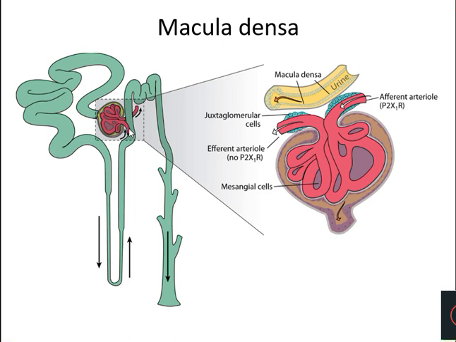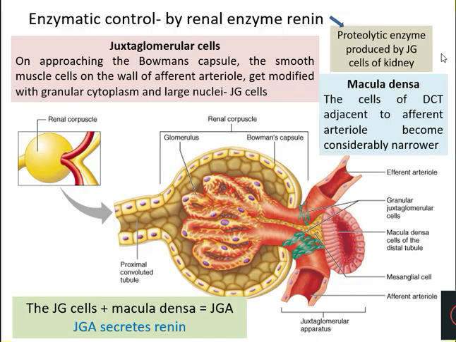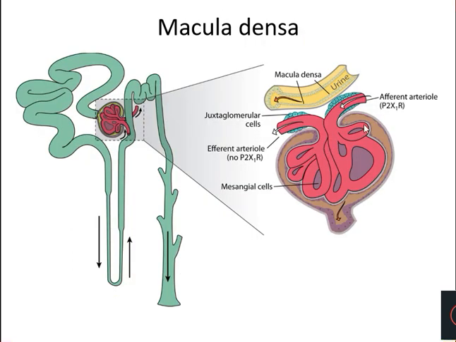At this place, some cells on the wall of the DCT become narrower and develop into a secretory region. It is called the macula densa. Here you can see a small part of the DCT which is in contact with the afferent arteriole, where the cells get modified to form the macula densa.